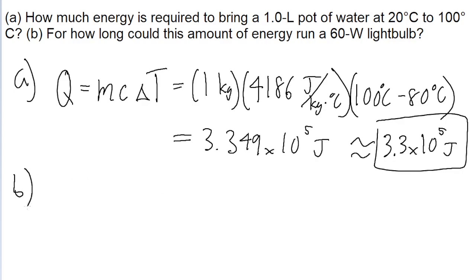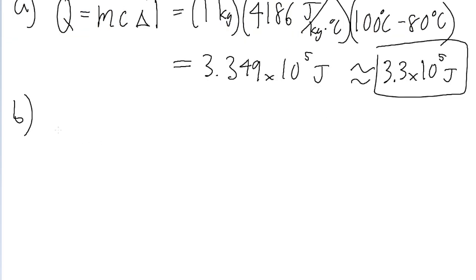And part B asks for how long this amount of energy could run a 60-watt light bulb. Now remember that when we talk about wattage, we're talking about power, which is defined as the rate of change of energy. So a change in energy divided by a change in time is what the power is. And when that change in energy is specifically referring to heat that is being absorbed by an object, then that is equivalent to our Q, the answer that we found for part A.